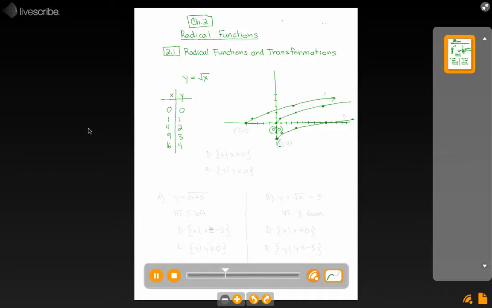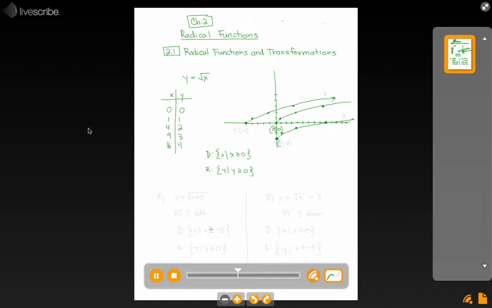The domain and range of this curve: the domain is x, where x can be any number greater or equal to 0. You can't take the square root of any negative numbers, so that's your domain. Your range turns out to be the same, because y, being the positive square root of x, is going to be greater or equal to 0 as well.